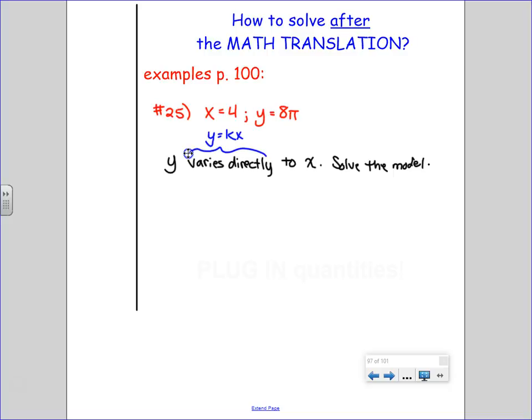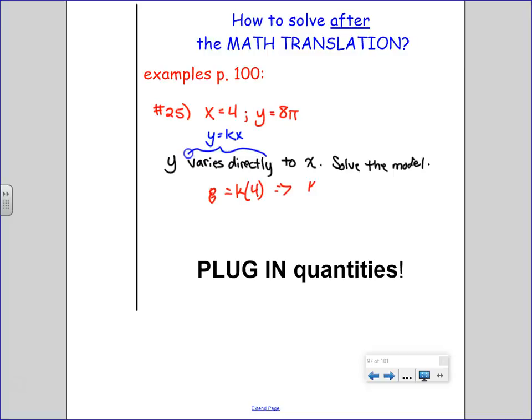Now, how do we go about solving? We plug in what we know. And what do we know? We know that x equals 4, and we know that y is 8 pi. Y is 8 pi, right? And how do we solve? Divide by 4, divide by 4, so k is equal to 2 pi. I heard the 2 pi, but I was like, that doesn't follow. Now what? 2 pi. Well, we're done, right?